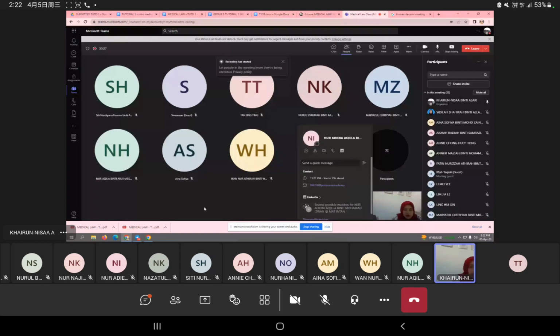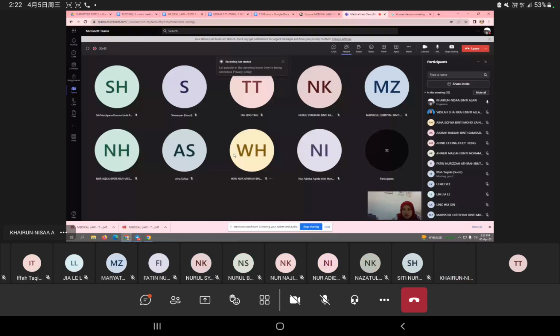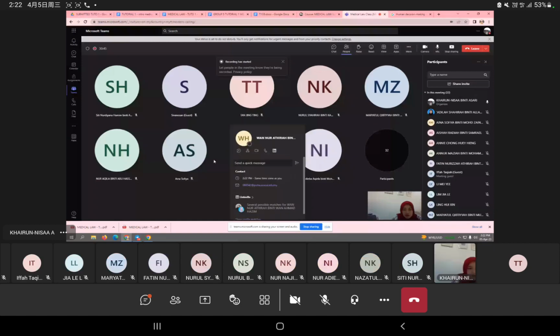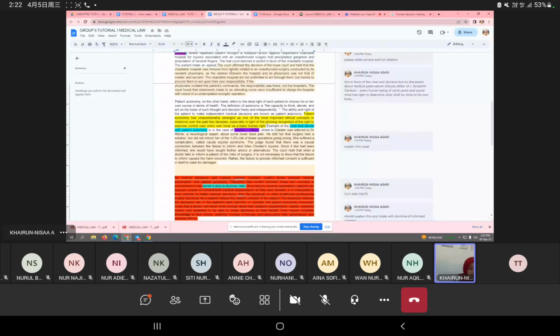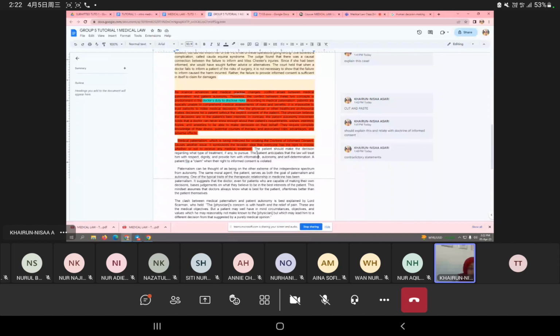Nazzatul Izzati. Okay, did you just cut and paste the answers here? Yes, sorry, madam. But we changed a little bit, but mostly we copy paste. Okay, you changed, but I can still recognize it, because I've been going through this for a long time already. I can recognize any materials which you may cut and paste from the website or whatever. So please don't do that.